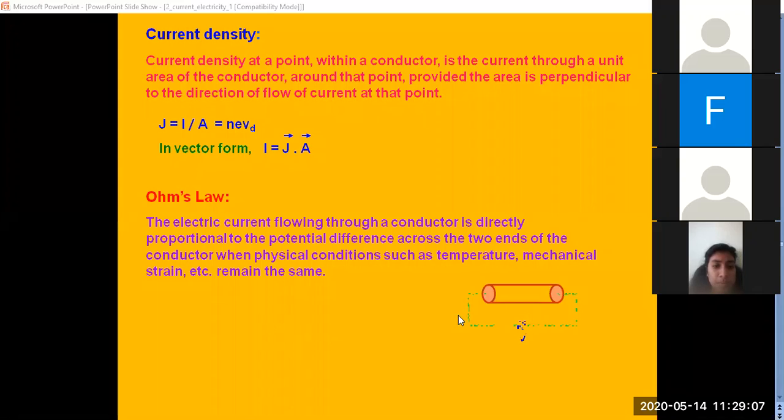Ohm's law: the statement we saw yesterday is the same thing here. You can see the diagram here. The mathematical form is V equals I into R, or you can say I is proportional to V, or V is proportional to I.